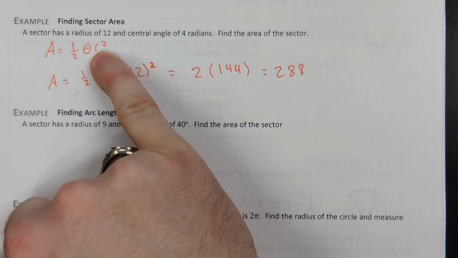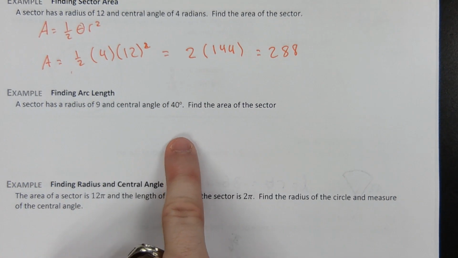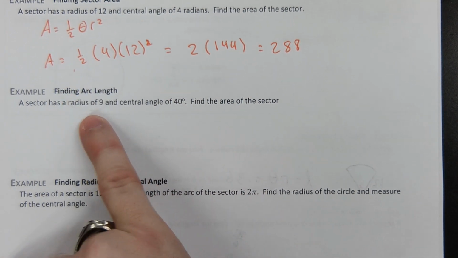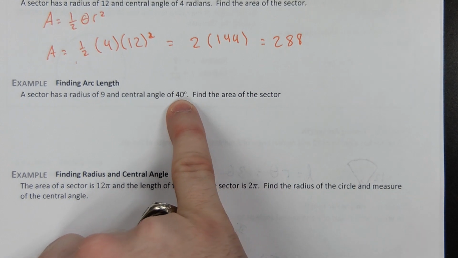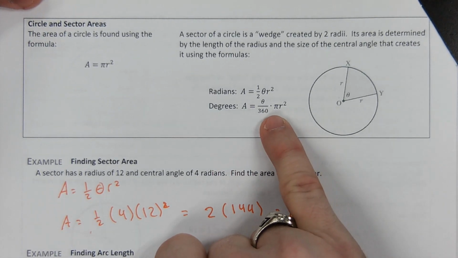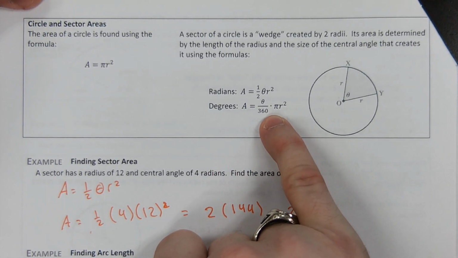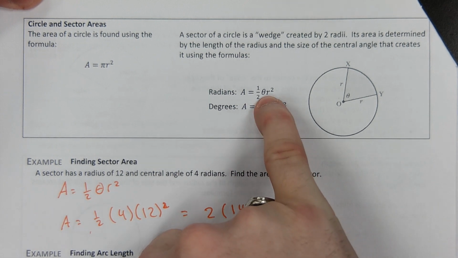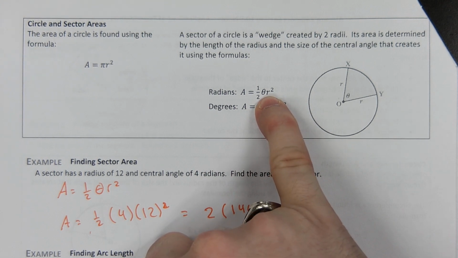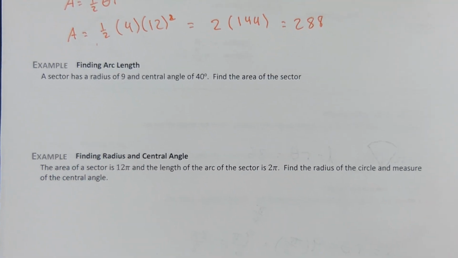You can only use this formula if you're in radians. This says 40 degrees. We have a radius of 9 and a central angle of 40 degrees. We want to find the area of the sector. Your options are use this formula or convert to radians and use that formula. And I'm going to tell you that you must be able to convert to radians to be successful in your test. It was the very first thing I taught you in this chapter. So we might as well convert our 40 degrees to radians.